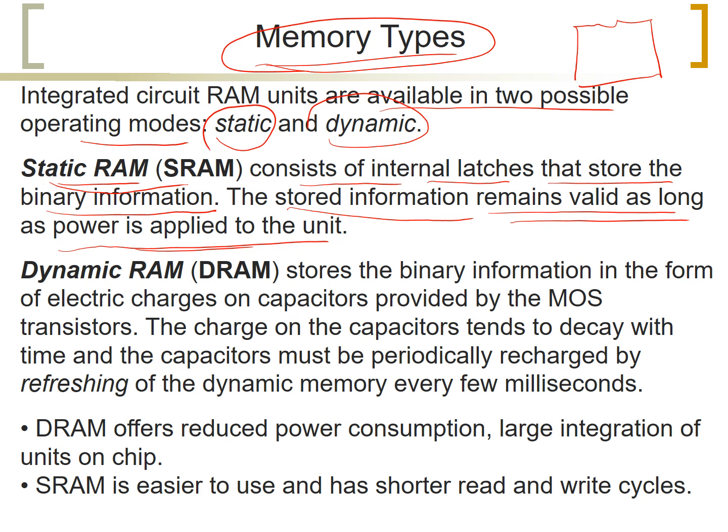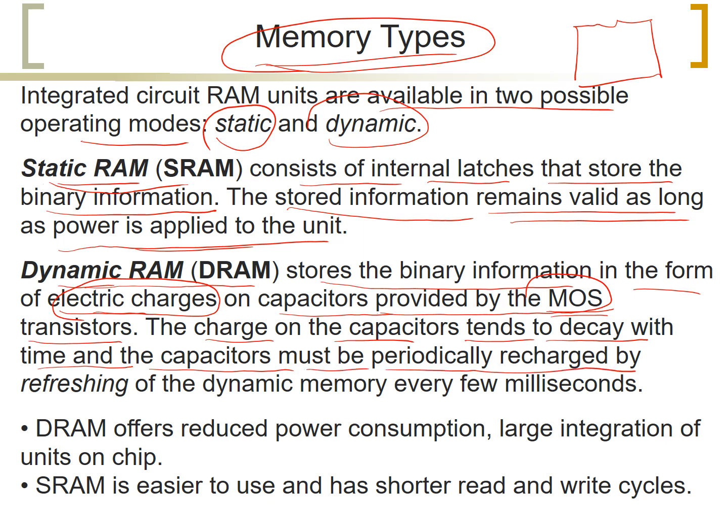However, the dynamic RAM, on the other hand, stores the binary information in the form of electric charges on capacitors provided by MOS transistors, which are metal oxide semiconductor transistors. When we store electric charges, the charge on the capacitor tends to decay with time, and therefore the capacitors must be periodically recharged, by refreshing the dynamic memory every few milliseconds. So this is different from the static one.